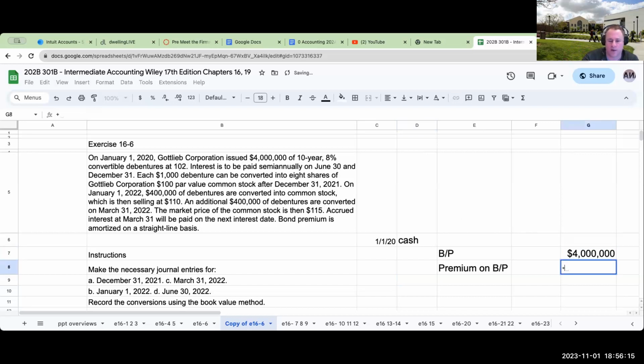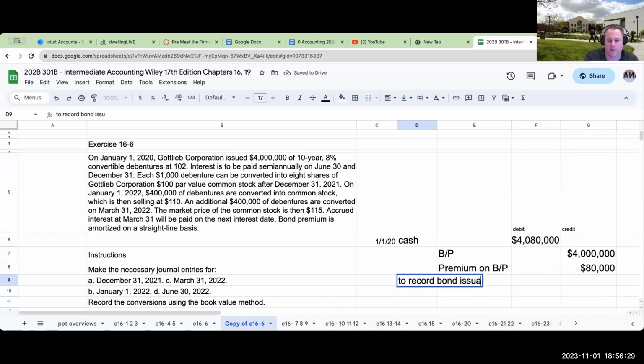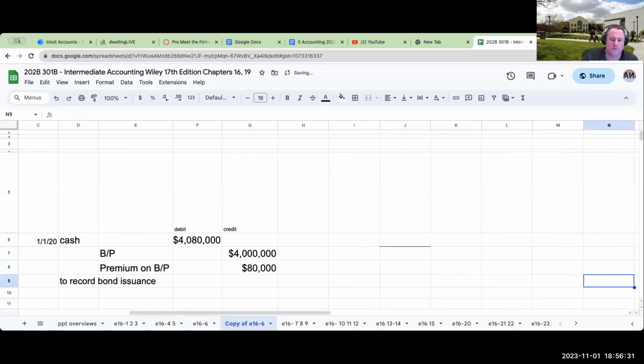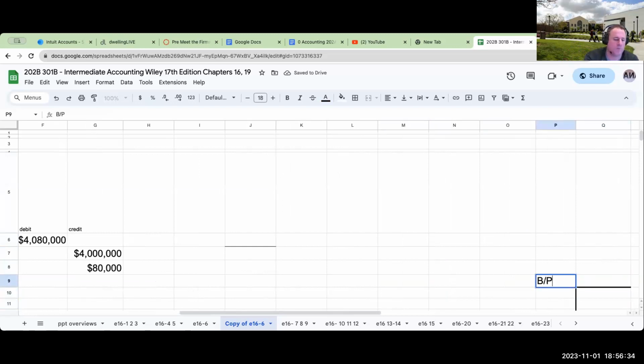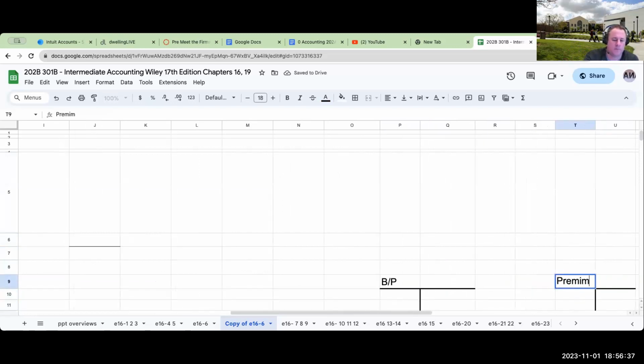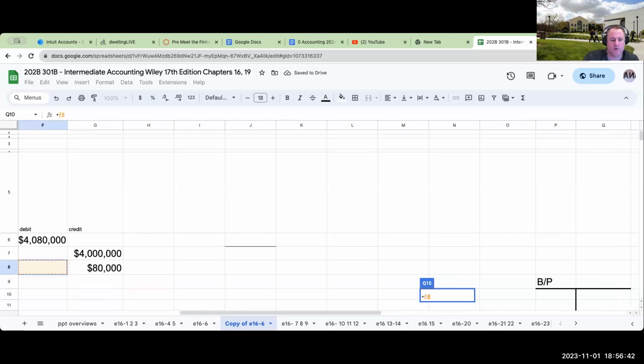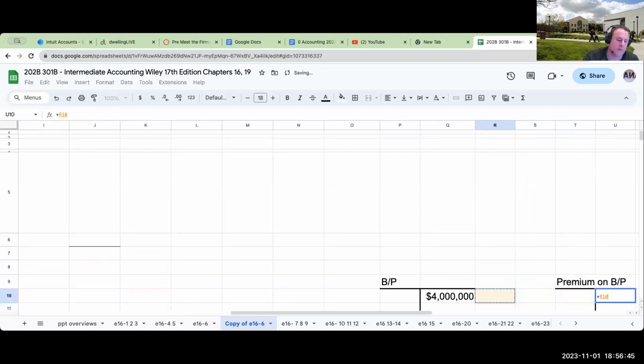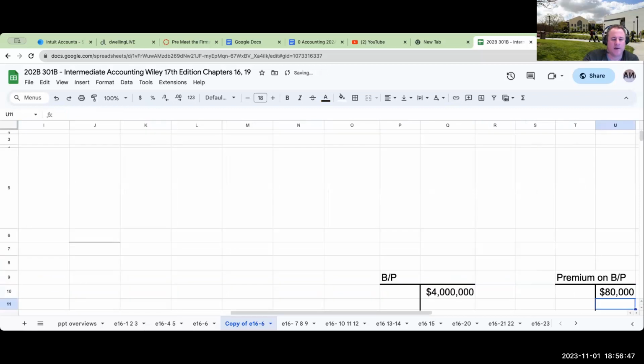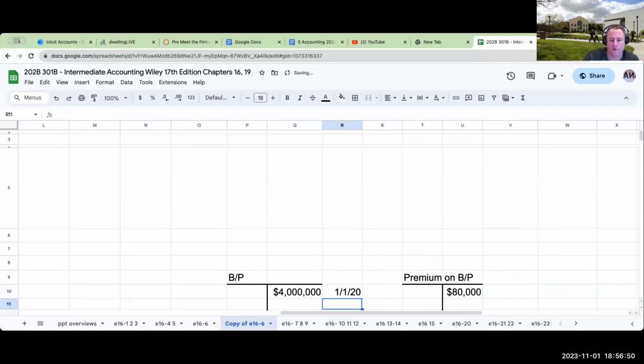Right? So the cash I receive is going to be 4 million times 1.02. And my difference is going to be the premium on bonds payable to record the bond issuance. So I'm going to have bonds payable and premium on bonds payable. My bonds payable is going to be 4 million. My premium on bonds payable is going to be 80,000. This is going to be at 1/1/20, and over here for the same date.